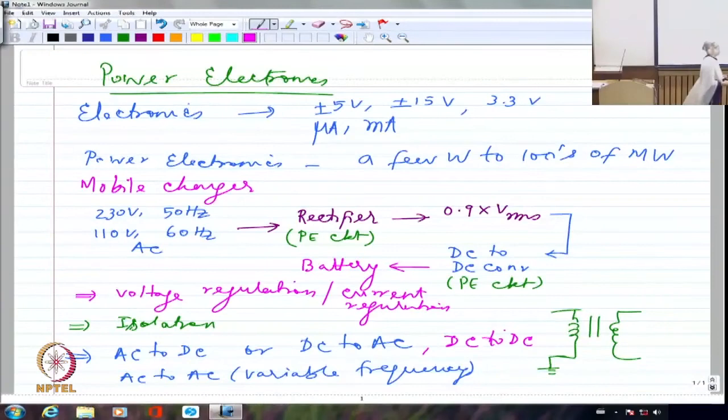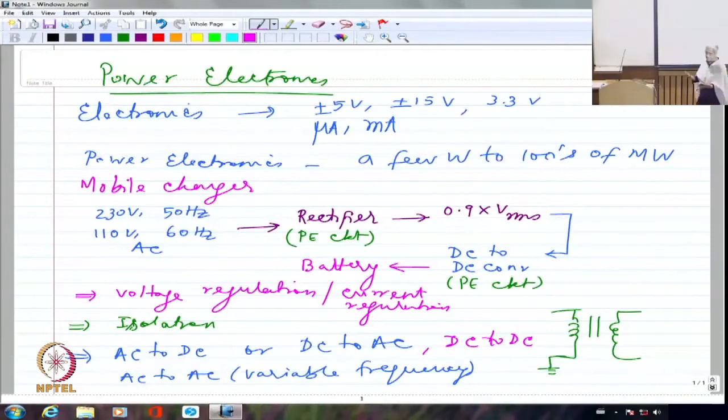All four types of conversions would be possible. So I might like to convert the frequency, magnitude, or both. DC, I can say, is zero frequency, right? So I can convert the frequency or magnitude or both. Any of them is possible with the help of a power electronic circuit.